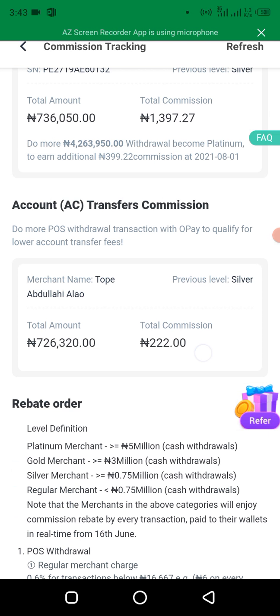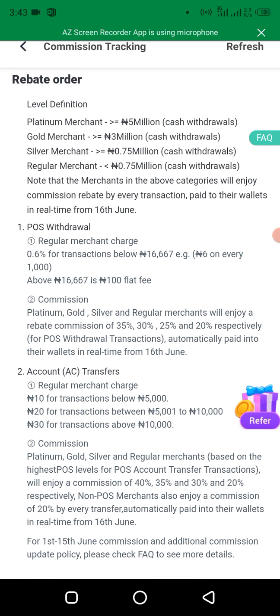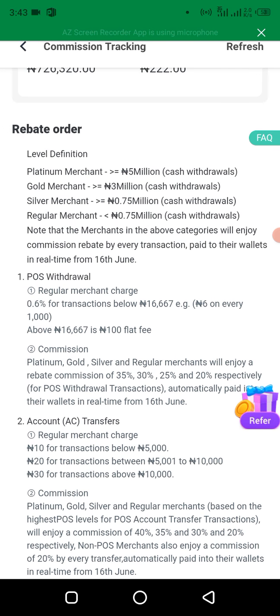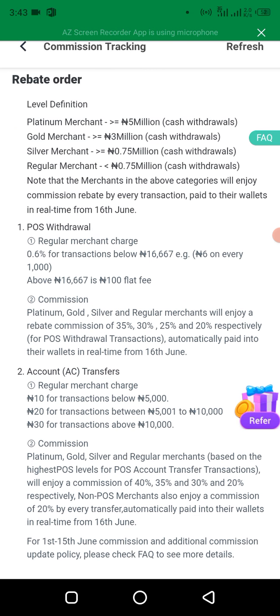Don't forget, Opay will charge everybody the same amount. That is the basic thing for this. They are charging us now. When you scroll down, you see the charges they are charging everybody. That's the charges for everybody. You can see regular merchants, which is the charges for regular merchants. Everybody will be charged the same amount.